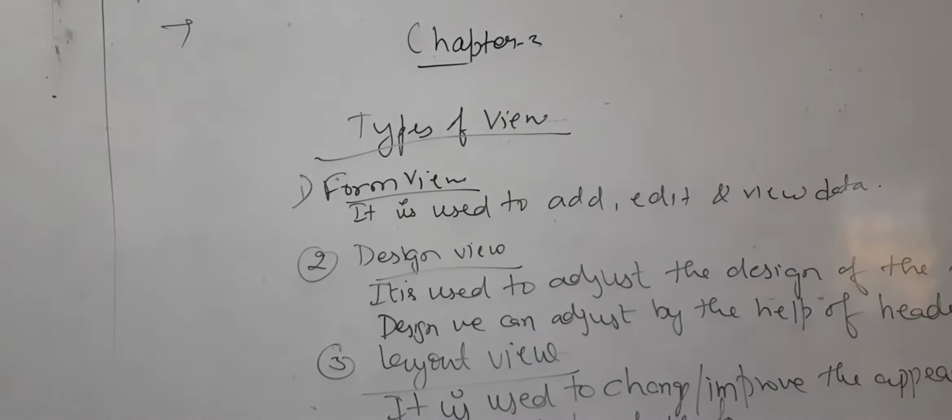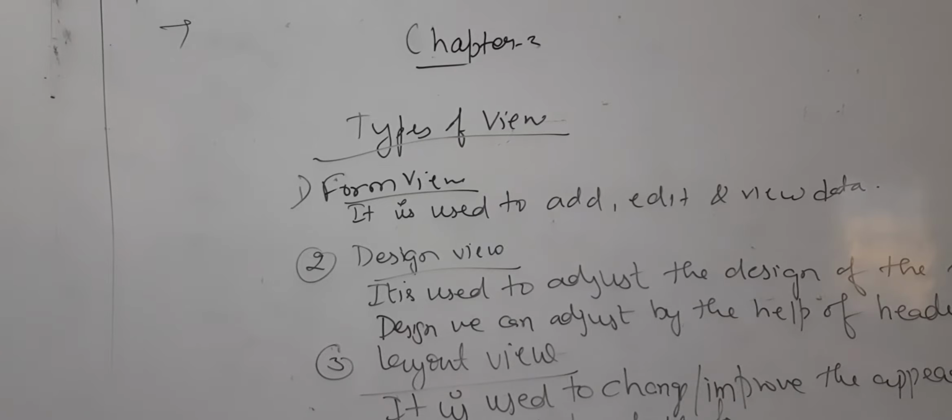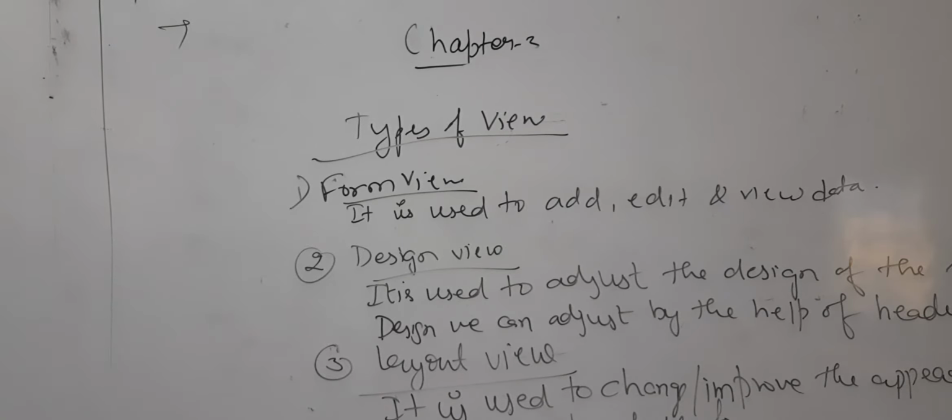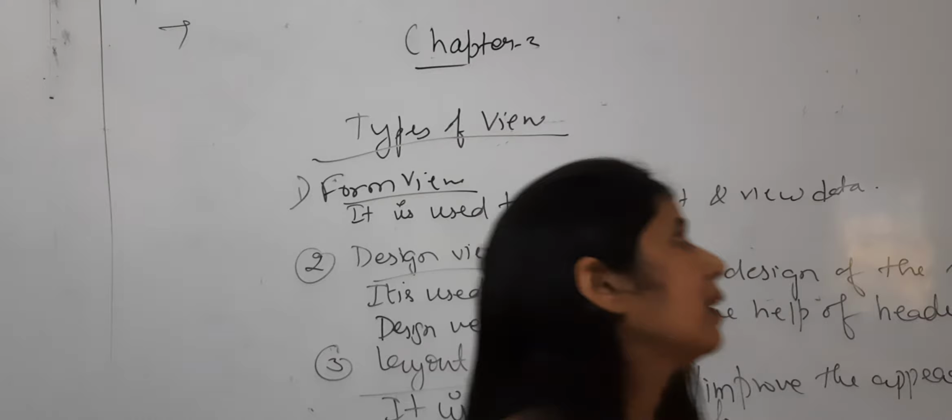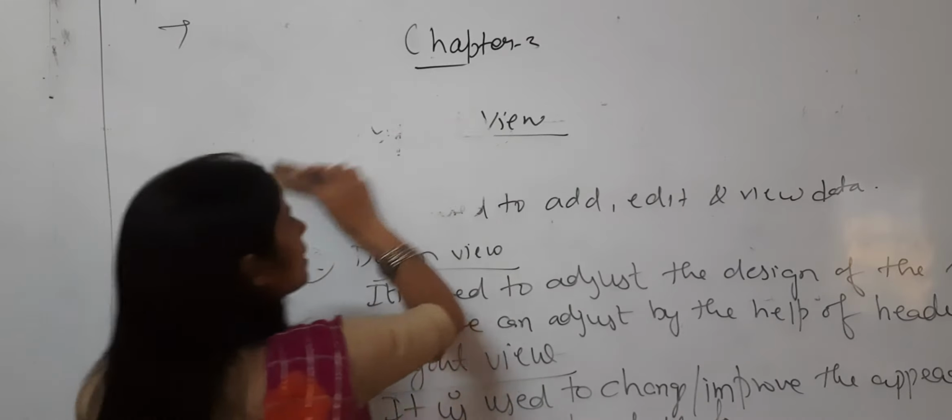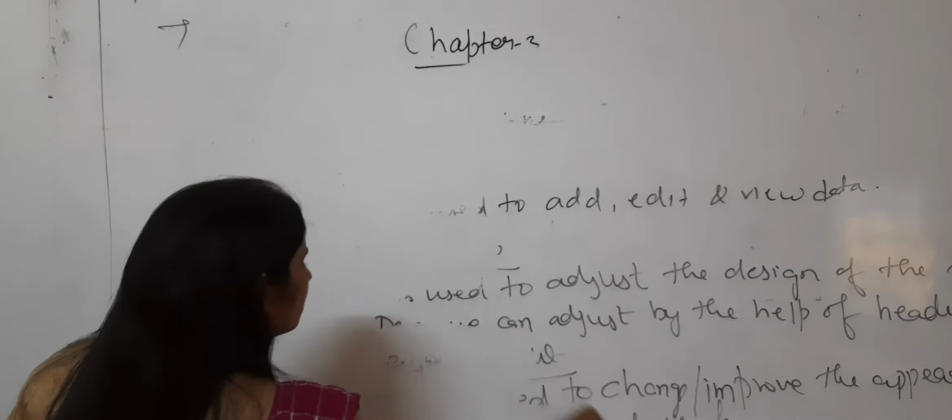Okay, so it means that we are having three views there. The first one is form view, the second one is design view, and the third one is the layout view. Every view has its different use. Okay, so the first one is to add, edit and view, the second one is to adjust the design, and the third one is to change the appearance of the various controls of the form. Now the next topic that we are going to study is how to create a form.